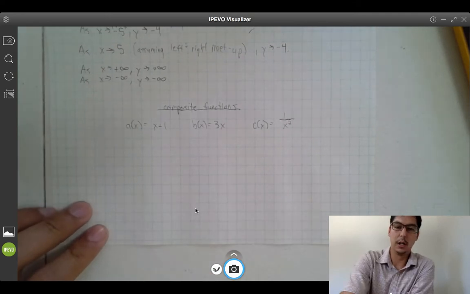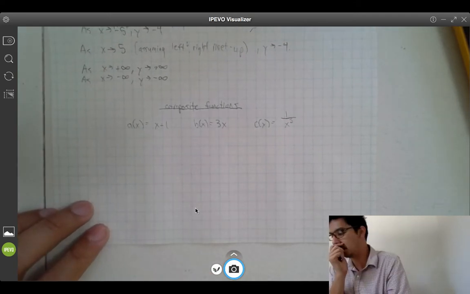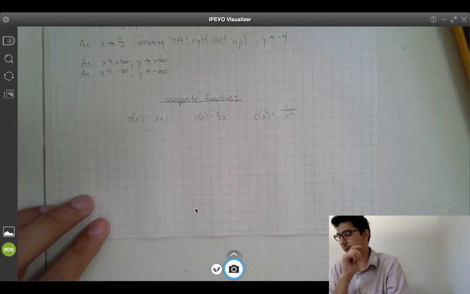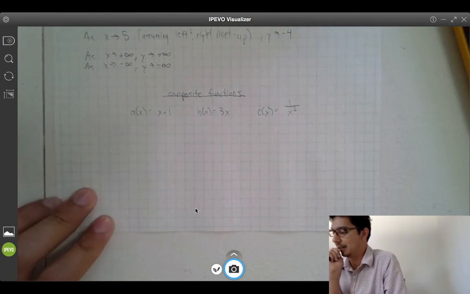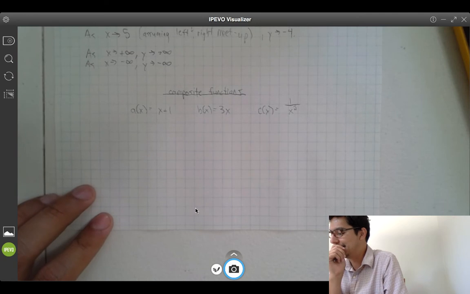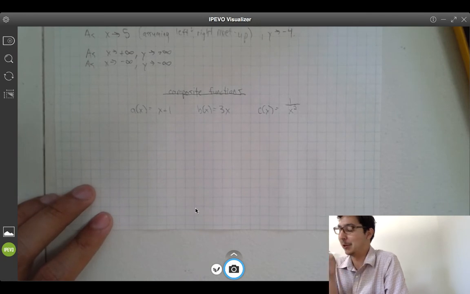Hello. Talking about composite functions today. Make sure you understand how these work. These are pretty big. I don't know why, but calculus and the AP exam, they love to use this a lot. Not maybe every year, but every other year I've seen it a lot.